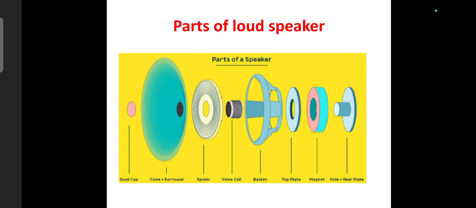The cone is supported by two important mechanical parts. The first is the surround, which is the flexible outer edge connecting the cone to the speaker frame. It allows the cone to move freely while keeping it properly aligned. The second is the spider, located near the voice coil. The spider keeps the voice coil exactly at the center of the magnetic field and prevents unwanted sideways movement during operation. The entire assembly is mounted on a rigid metal frame which provides mechanical support and protects the internal components.